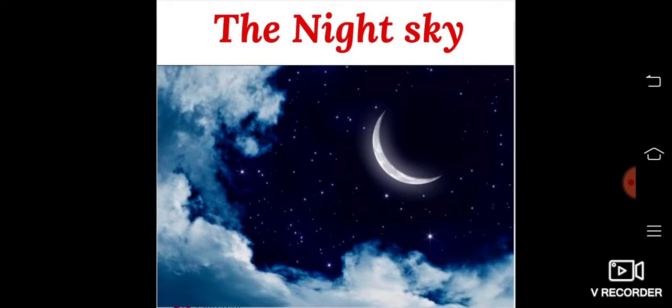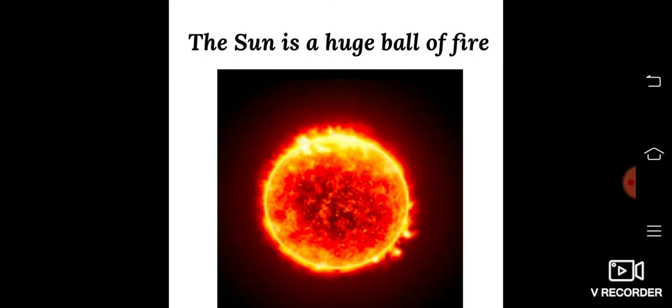Before moving on to the lesson, let's have the recap of the previous lesson because this lesson is connected to the previous lesson. What was the previous lesson? We learned about day, night, and the sun. In that lesson, we learned that the sun is a huge ball of fire, right?